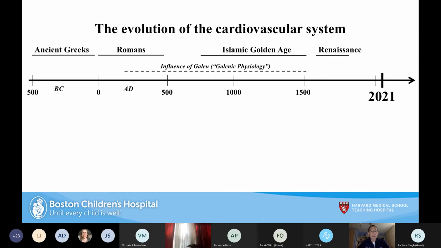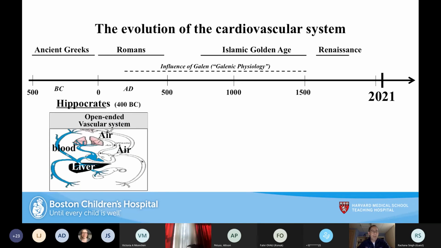So from an embryological standpoint, I like to think about it from the evolution of the cardiovascular system. This is a little bit of history. It was the ancient Greeks and Hippocrates that were the first ones to really describe the relationship of the heart to the rest of the body. Fascinating, it was believed that blood actually originated in the liver, traveled to the heart, and the heart only sent blood to the lungs for nourishment, and then the lungs returned air to the left side of the heart, and it was the air that supplied all of the nutrients to the body.